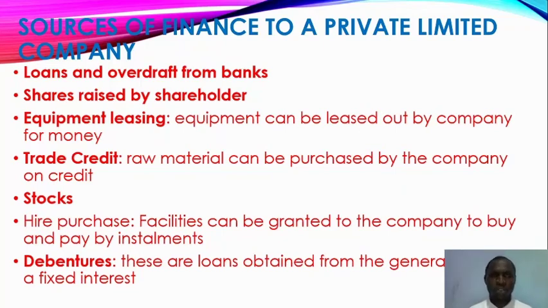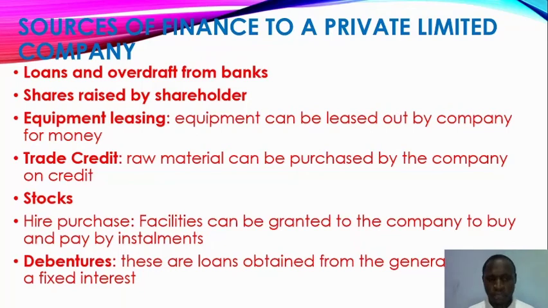Then we have trade credit. You know, trade credit here has to do with buying or purchasing on credit. So what happens here is that these companies can purchase some of their raw materials or the things they need on credit, pending when they can pay back. Then we have stocks. Yes, stocks here is a bundle of shares. So they can as well generate their capital from the stocks.